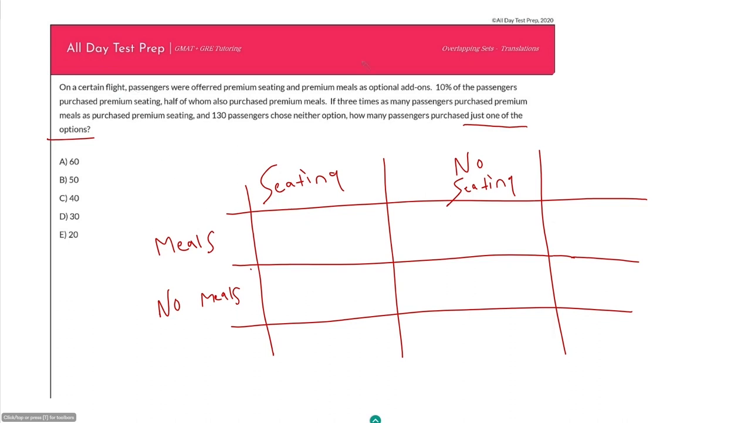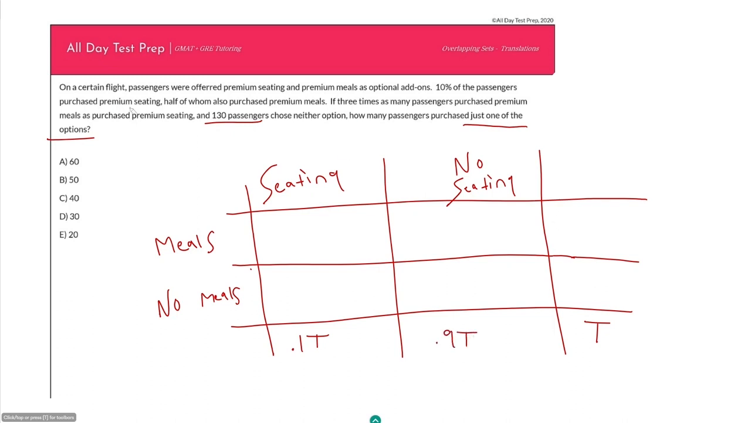So now I can go back and start sorting out the numbers. 10% of the passengers purchased premium seating, so that is this one here, total premium seating. Because I notice I don't have a discrete number here, I can't just fill in my percents as if they're actual numbers. So I say I have some number of passengers, T, and 10% or 0.1T got the premium seating, which means 90% or 0.9T did not get the premium seating.